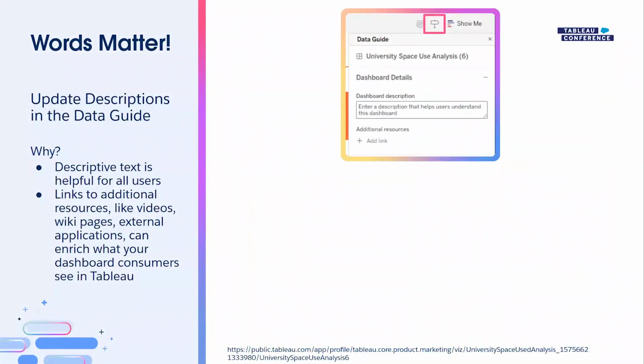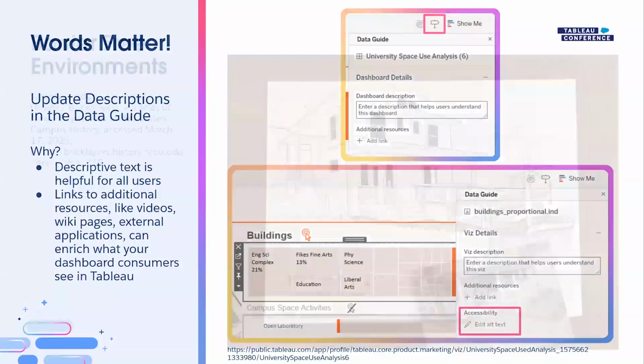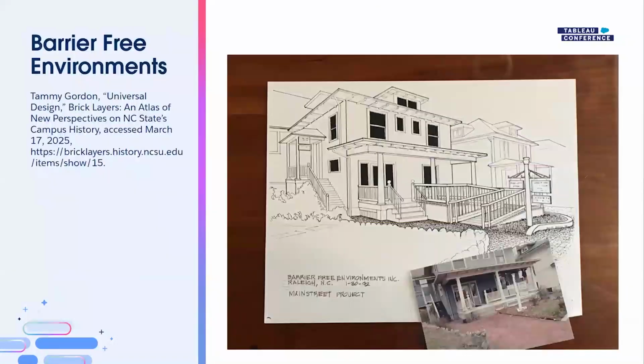So how do you get to it? In desktop, that same little signpost lets you edit the data guide, updating the description and resource links for both the dashboard or the viz. And on the viz data guide, you also have an additional way to access the alt text for the viz. So if you wanted to make the alt text and the viz description identical, easy way to do that right there.